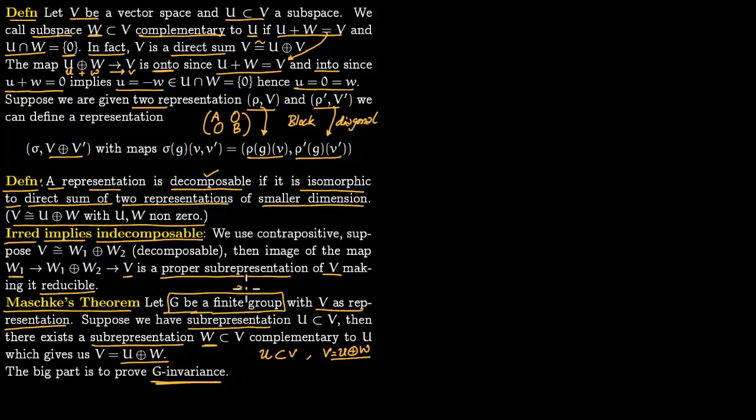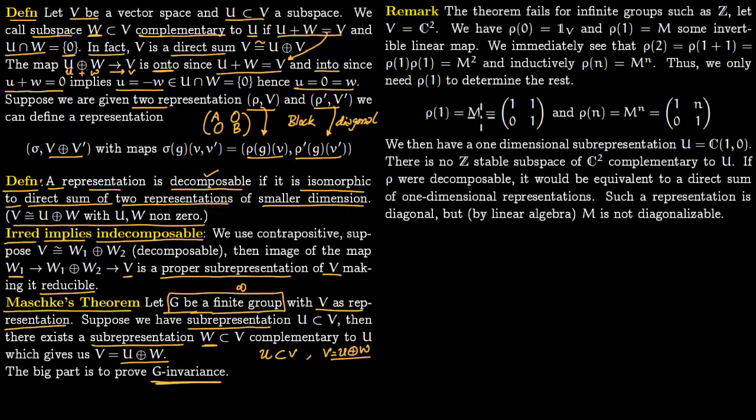What if G is an infinite group? Does the theorem hold? Actually, the theorem does not hold. Let us give an example of it. So this theorem actually fails for infinite groups. For example, if the group is the integers and your vector space is complex 2.